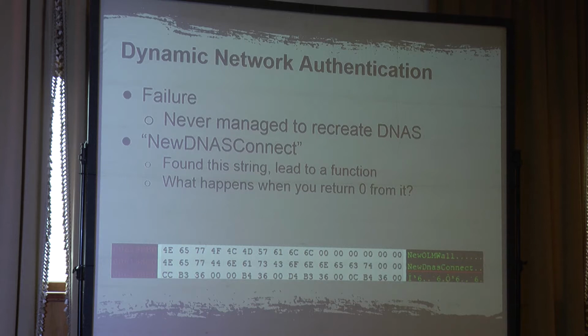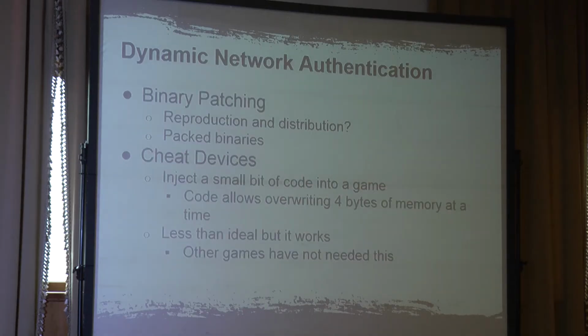I spent quite a while working on this. The main issue is actually just trying to deal with HTTPS and server pinning and some of the issues there. But what I did manage to do was find this little string just sitting there in the binary called new DNAS connect. Follow that along a little bit, getting a little bit of reverse engineering there, and it leads you to this little function that I have to wonder, what happens if you just return 0 from it? What that ended up giving me was a bypass to the system. It would pop up DNAS, and then it would just disappear as though I was successful.